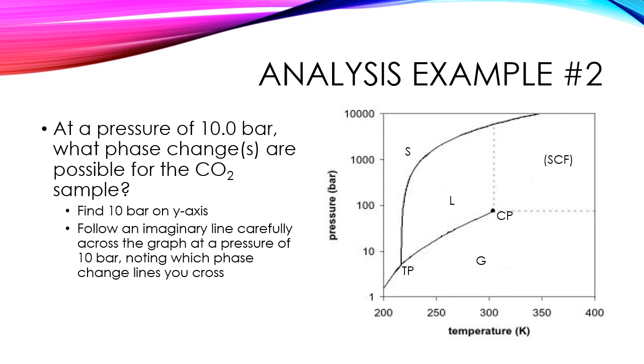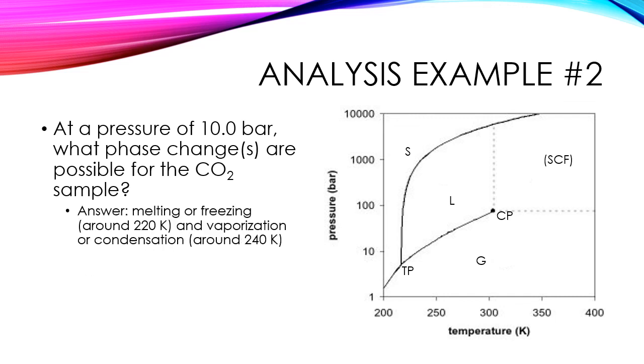Let's look at a second example. At a pressure of 10 bars, what phase changes are possible for the carbon dioxide? For this, we want to find where 10 bars is on the y-axis, where pressure is, and follow an imaginary line straight across to see what lines we run across as we make our way across the diagram at 10 bars. You'll notice we hit 2 different lines if we continue across in that way.